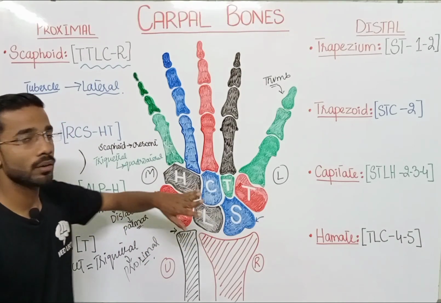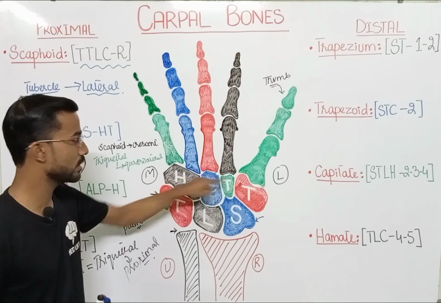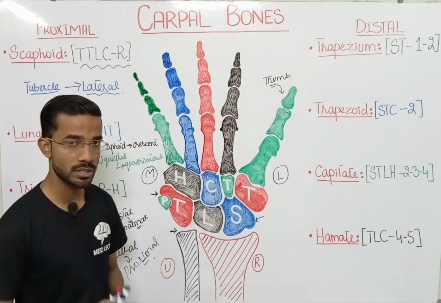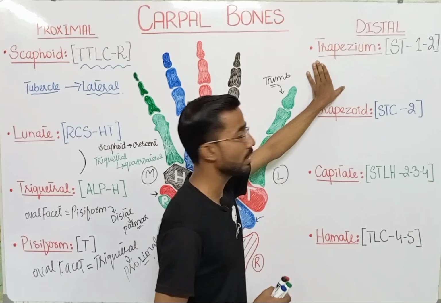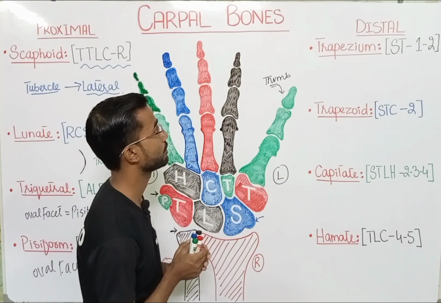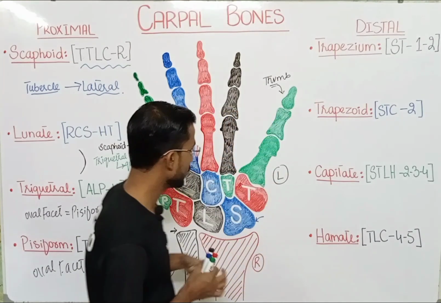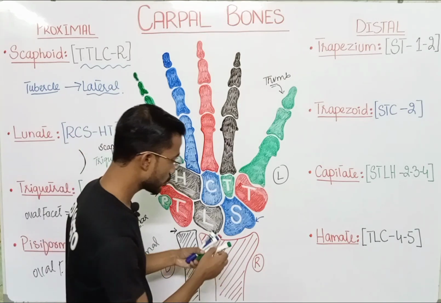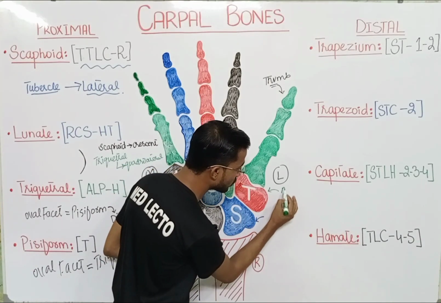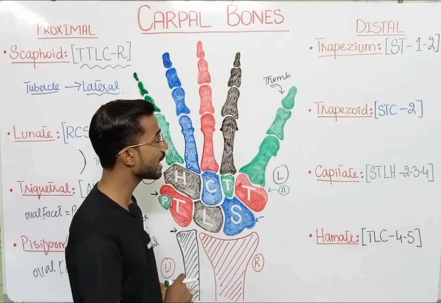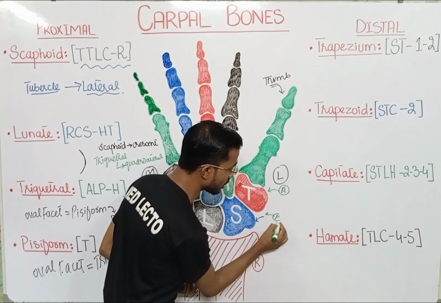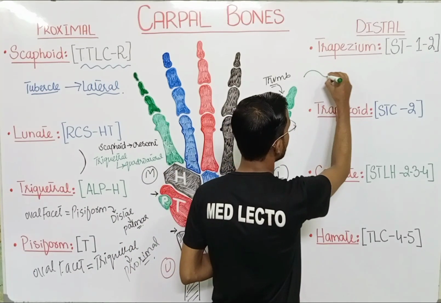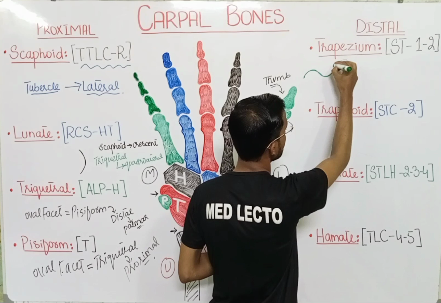Next, if we move forward towards the distal row, in which you will see 4 bones: the trapezium, trapezoid, capitate, and last is the hamate. The first one is the trapezium bone, which is quadrangular in shape. Here is the trapezium bone. The trapezium bone has a crest and groove anteriorly. This is the anterior aspect of the trapezium bone, and this is the posterior aspect. At the anterior aspect, you will see the crest and groove, like this one.